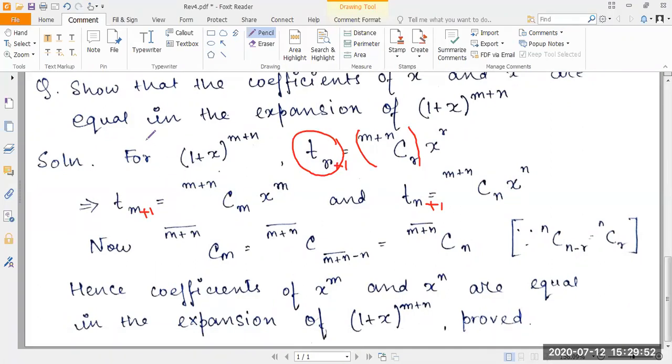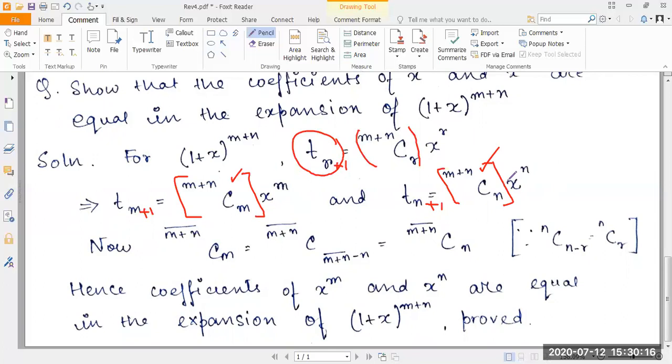Hence, the coefficient of x to the power m in the expansion will be (m+n)Cm, and the coefficient of x to the power n in the expansion will be (m+n)Cn. So the next step is essentially we need to show that these two terms, (m+n)Cm and (m+n)Cn, are the same. That's what the sum boils down to.